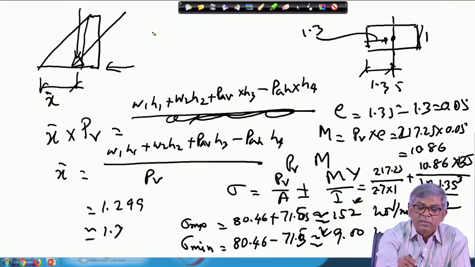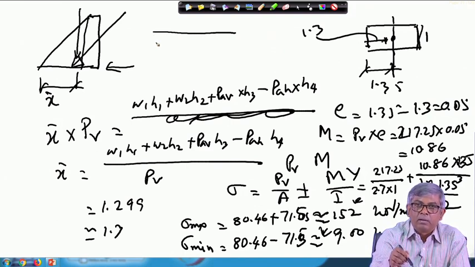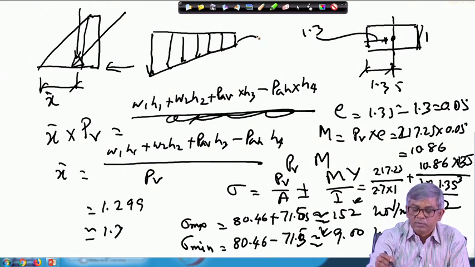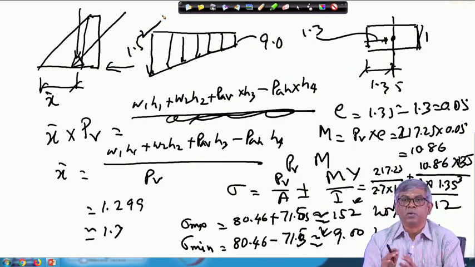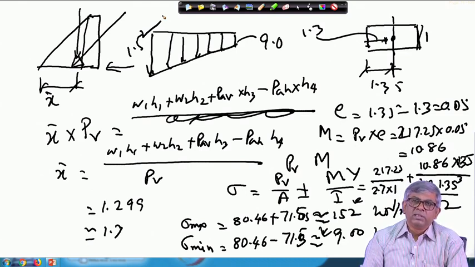So, if I draw the pressure diagram below the retaining wall, it will be something like this. This will be maximum here and this will be minimum, so this one will be 9 and this will be 152. That means throughout the base of the footing it is positive. This is sufficient, we have got positive pressure throughout the depth.